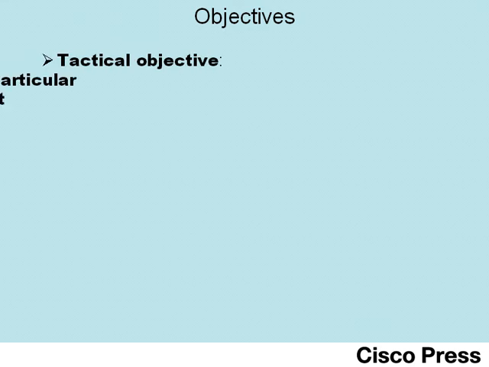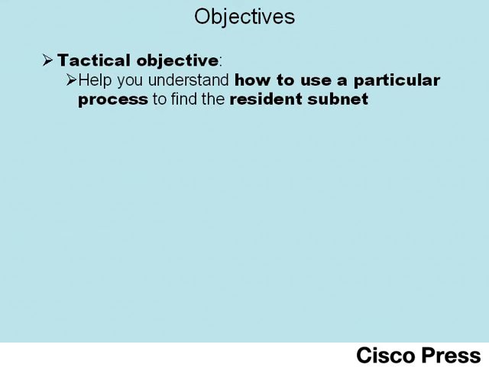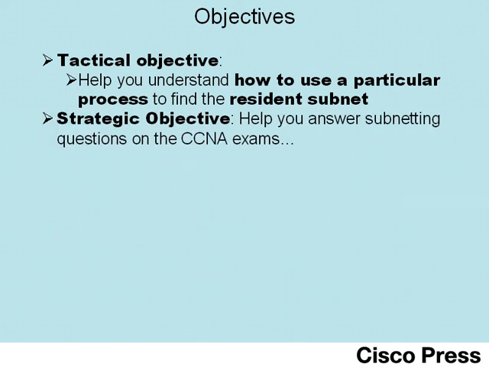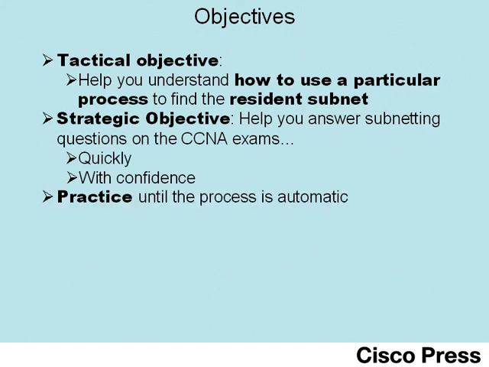This video has the same tactical and strategic objective as does the first video. In particular, the tactical objective is to help you learn how to use a particular process, as shown in the books, to find the resident subnet for a given IP address and mask. Strategically, this video and the others are designed to help you learn how to subnet quickly and with confidence so you'll be ready for the exams. At the end of this, we'll point you to more practice so you can get to the point where the process is automatic.